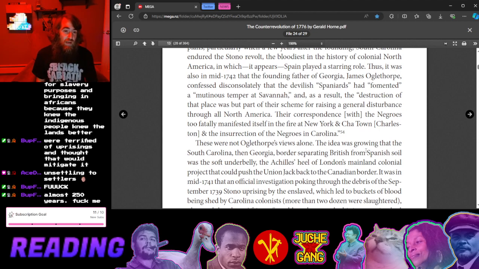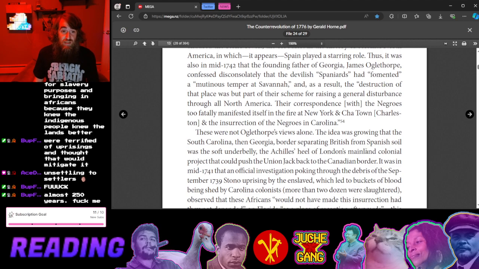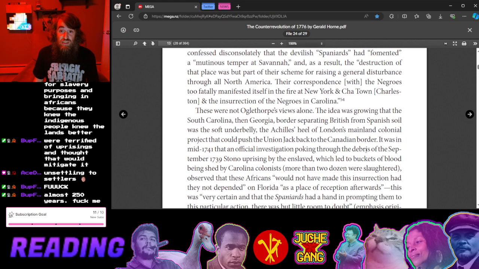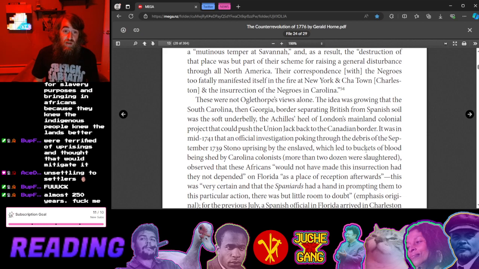Thus, it was also in mid-1742 that the founding father of Georgia, James Oglethorpe, confessed disconsolately that the devilish Spaniards had fomented a mutinous temper at Savannah, and, as a result, the destruction of that place was but part of their scheme for raising a general disturbance through all North America. Their correspondence with the Negroes, too, fatally manifested in the fire at New York and Charleston, and the insurrection of the Negroes in Carolina.